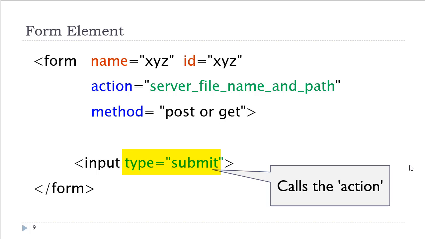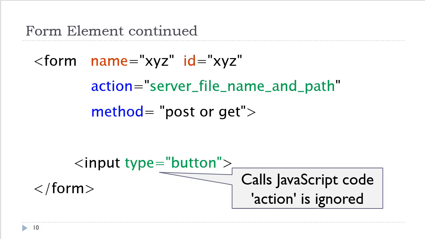Input type equals submit. This is a very important type. When the user clicks on that button, it will call the action of the form and the data will be sent to the script on the server. So far, we have been using type equals button. Type equals button does not call the action of the form. Type equals button just calls a JavaScript function and it performs some client-sided application.